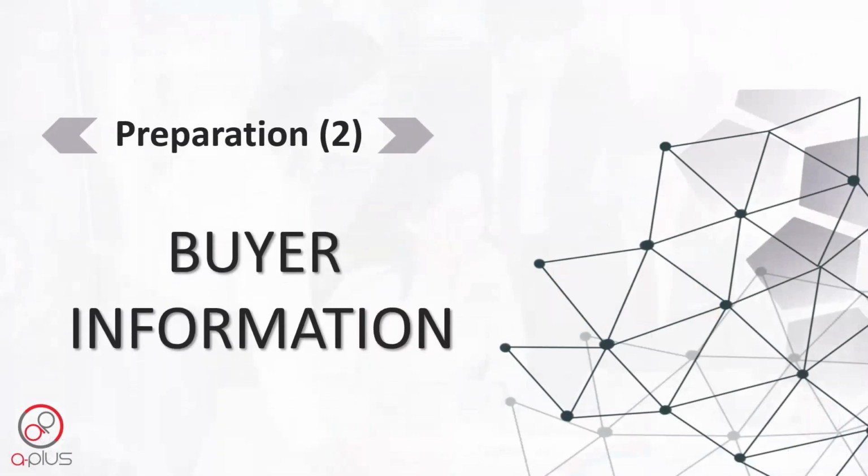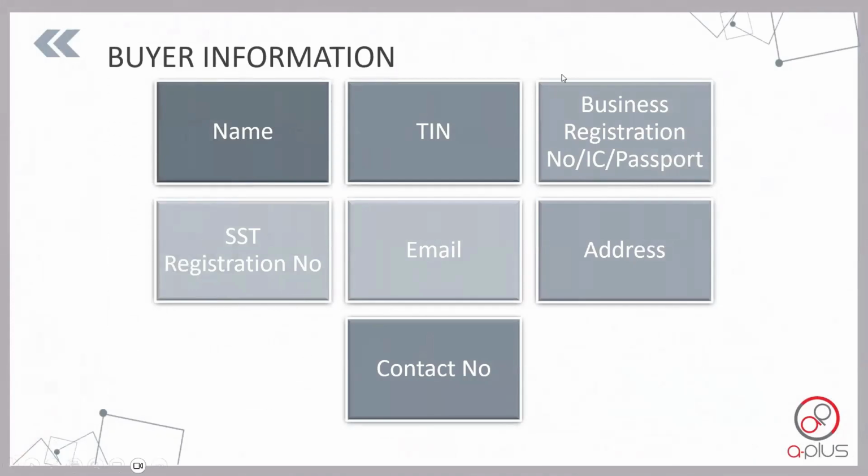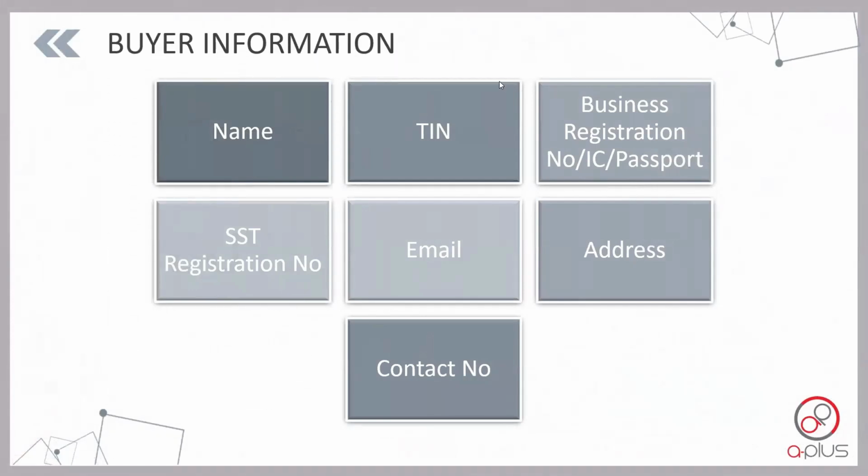Second thing is maintain the buyer info. What kind of buyer info do you need to maintain? This is the important part. The buyer information we need to maintain and put in is my customer name, the TIN number, registration, SST, email address, and contact number. This is all what I already mentioned just now in the MyInvoice portal. Every time you have to key in all this information when you are doing the submission for e-invoice.